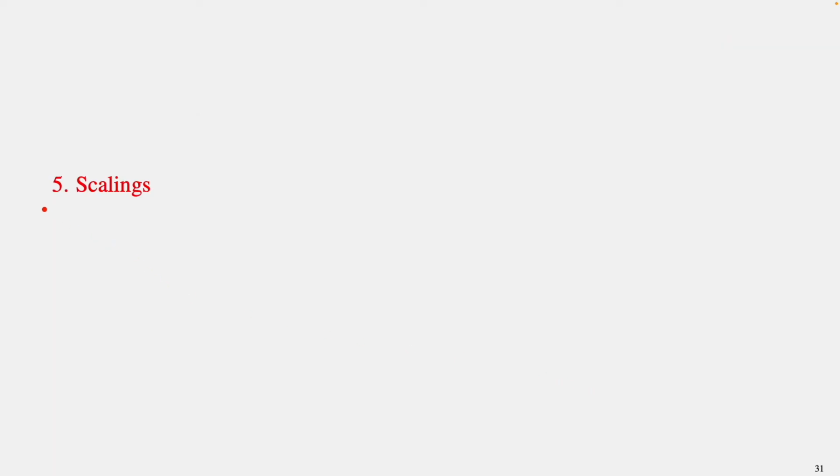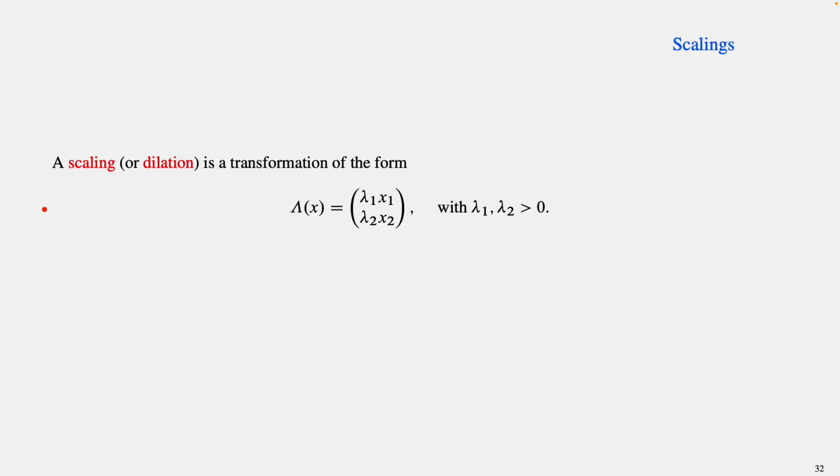Next, we look at scalings. A scaling, which is also called a dilation sometimes, is a transformation that stretches or shrinks the axis. So it's of this form here. I use a capital lambda to denote this linear map. So lambda of x is simply lambda 1 times the first coordinate and lambda 2 times the second coordinate, where lambda 1 and lambda 2 are some positive scalars.